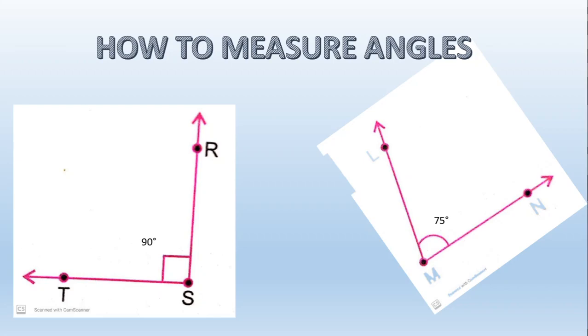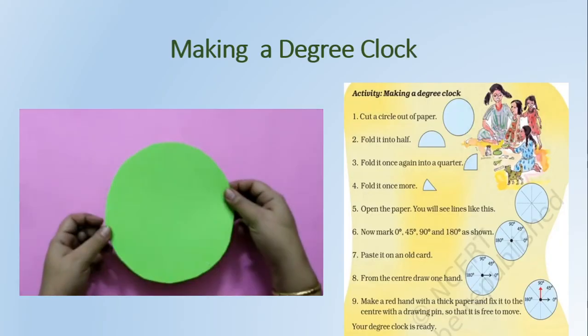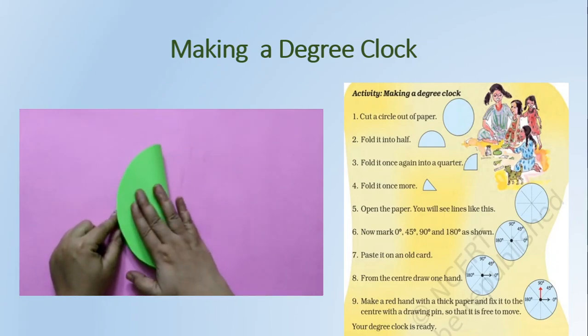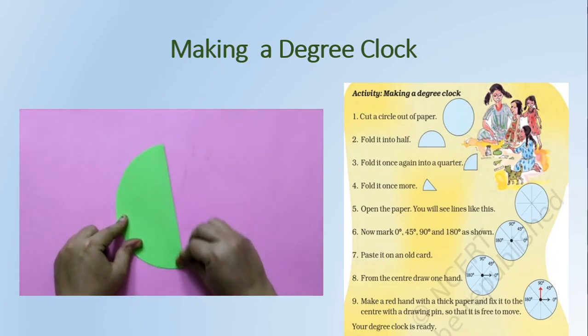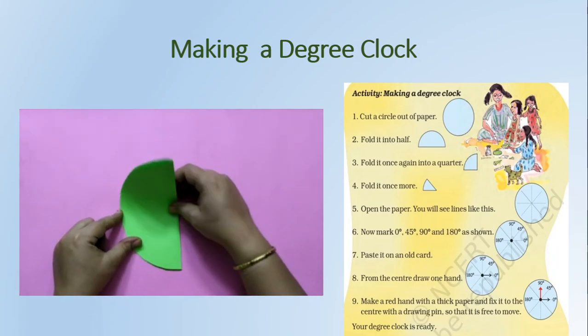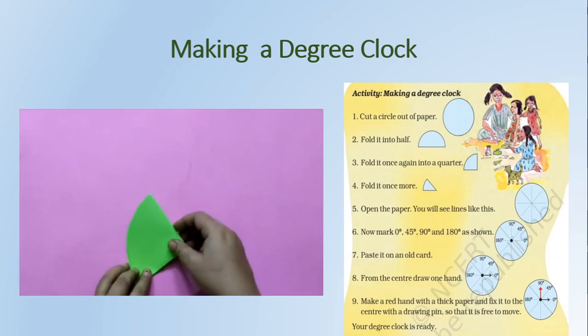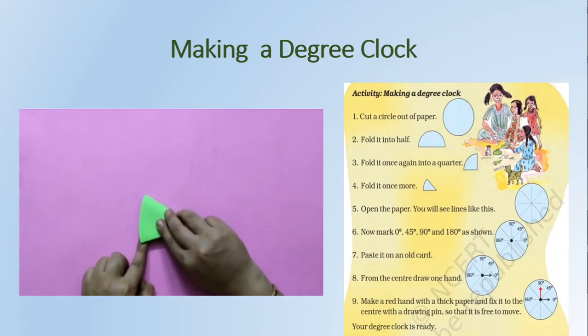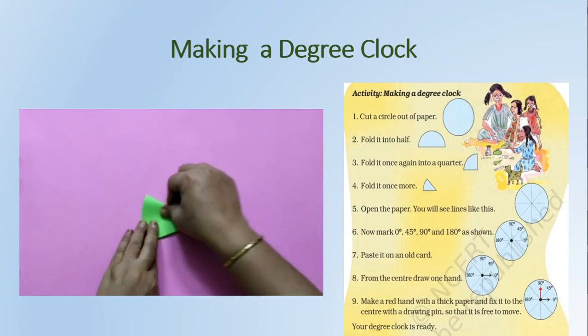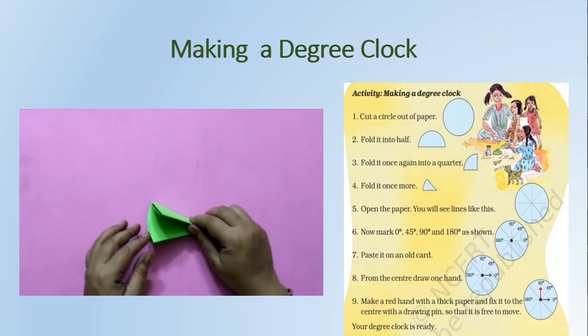Children, as you have learnt how to draw an angle and how to measure an angle using a protractor, let's do some fun activity of making a degree clock. Cut a circle out of paper, fold it into half, fold it once again into a quarter and press it, fold it one more time and press it hard so that the lines are formed.